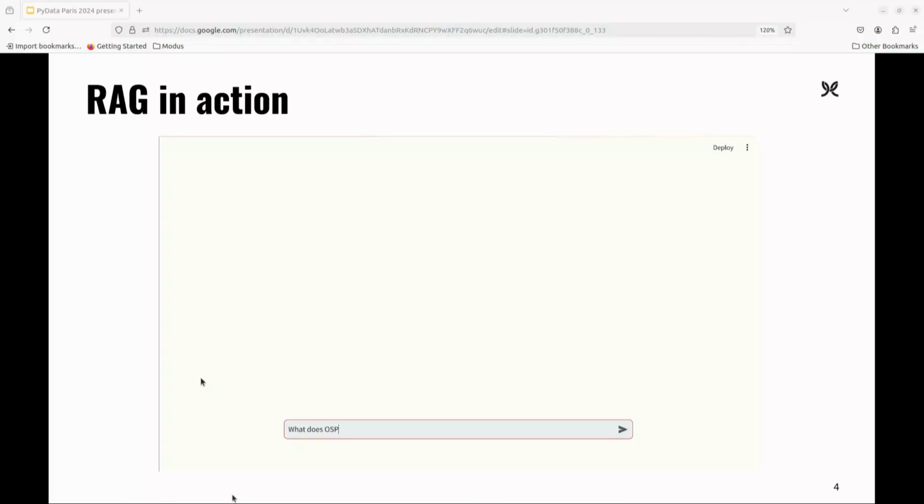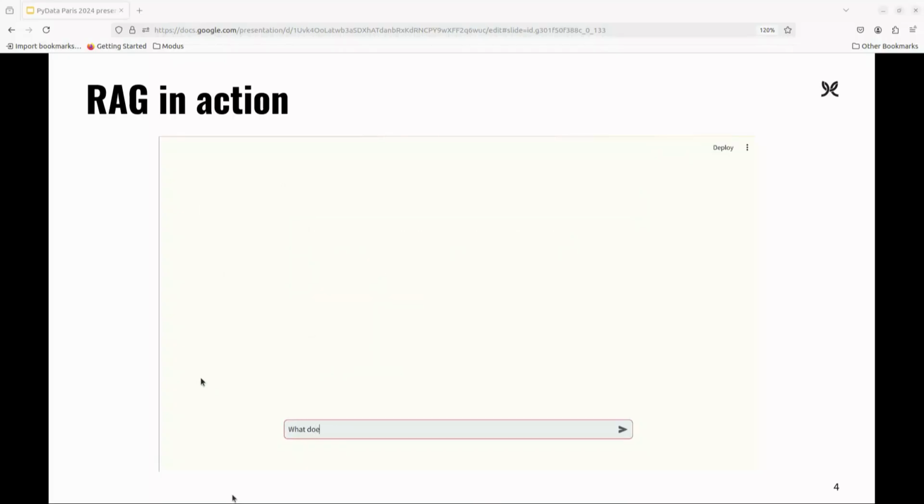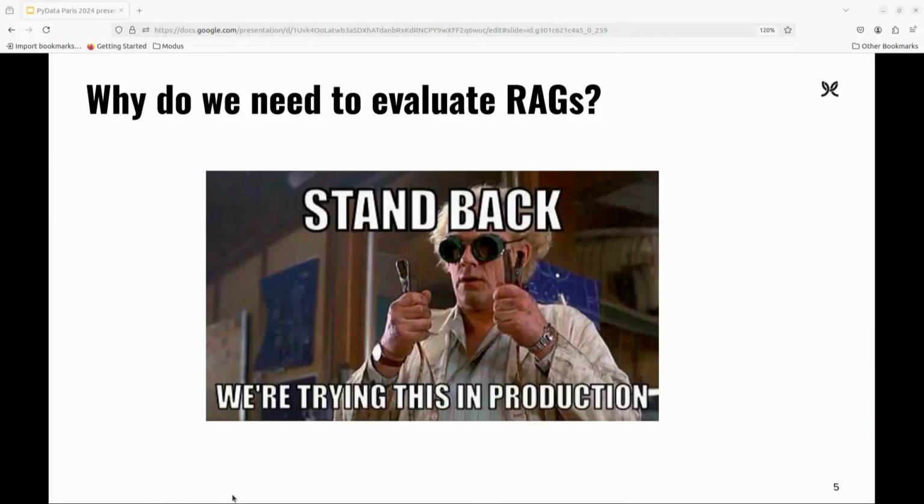We also wanted to show you how RAG looks in action and explain what OSPO stands for. OSPO stands for Open Source Program Office that we have in Modus Create. And the RAG in action will show you not only the answer to the question, but also the documents it based the answer on.